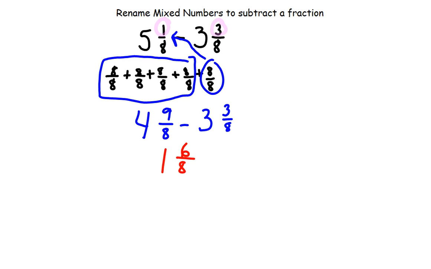However, I still need to put it in simplest form. So I'll go ahead and divide both the numerator and denominator by the GCF. And at this point, I can see that it is 2. So I'll go ahead and divide both of those. And I'll carry over the whole number first. So I have 1. And 6 divided by 2 is 3. And 8 divided by 2 is 4.